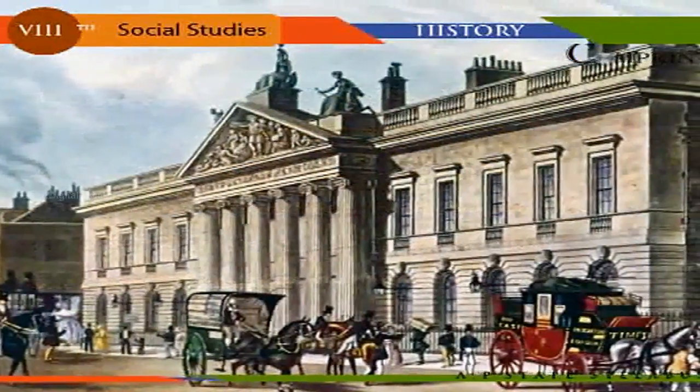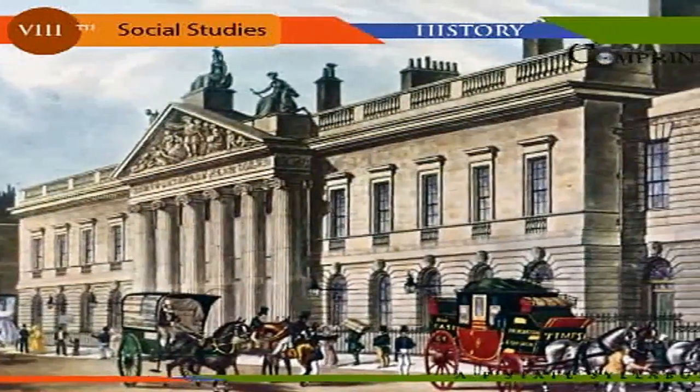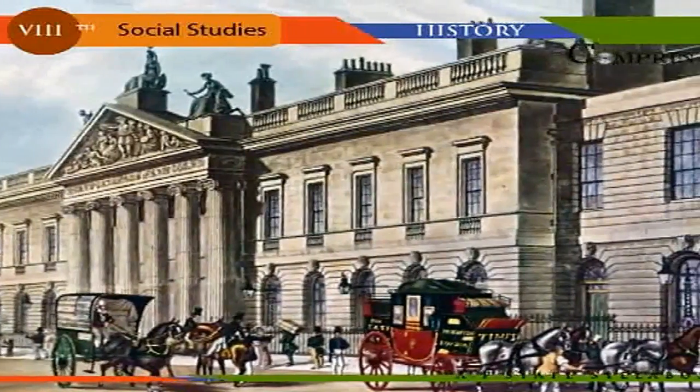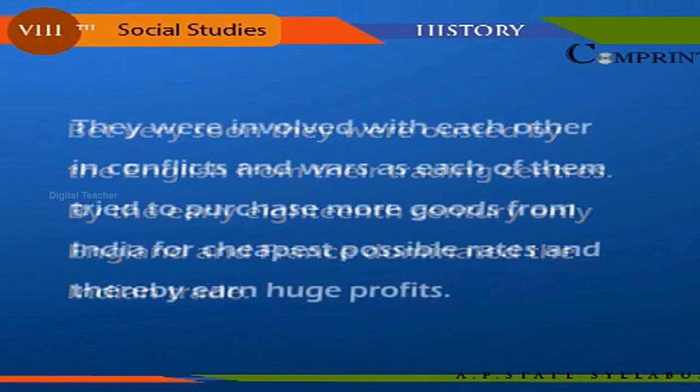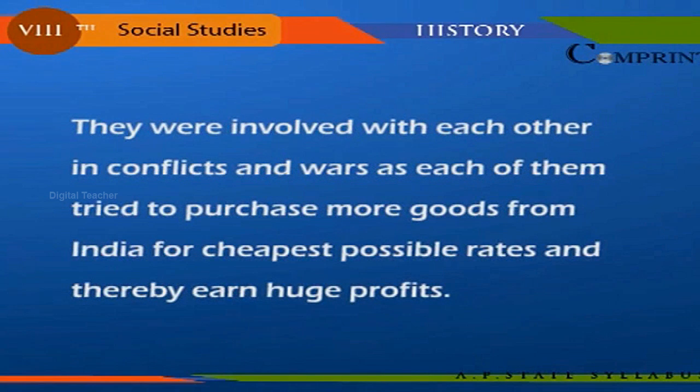The English East India Company could occupy all the Portuguese centres except Goa, Diu and Daman. But very soon the Portuguese were ousted by the English from their trading centres. By the early 18th century, only England and France dominated the Indian trade. They were involved with each other in conflicts and wars as each of them tried to purchase more goods from India at the cheapest possible rates and thereby earn huge profits.